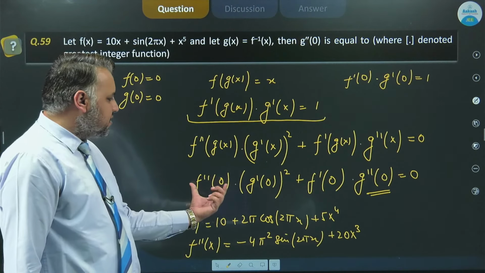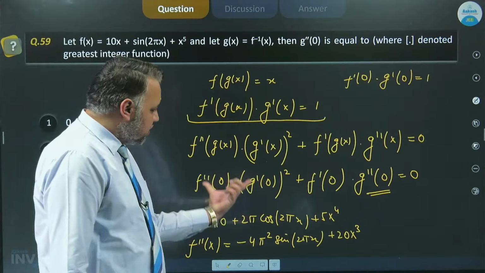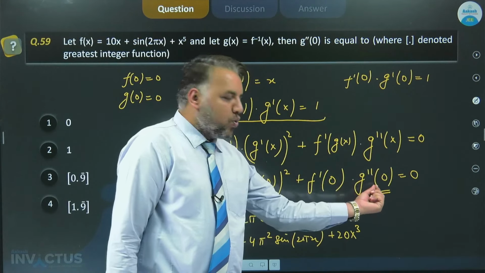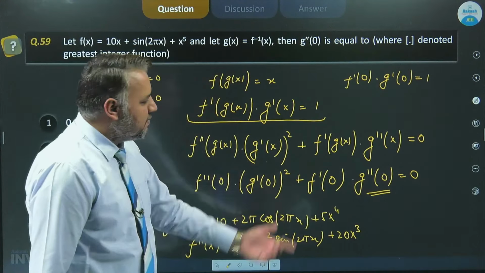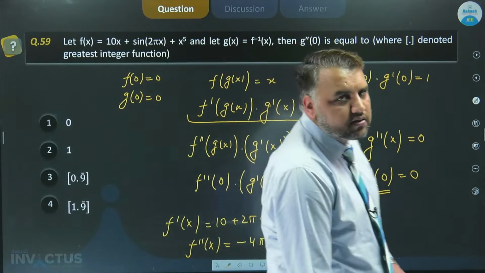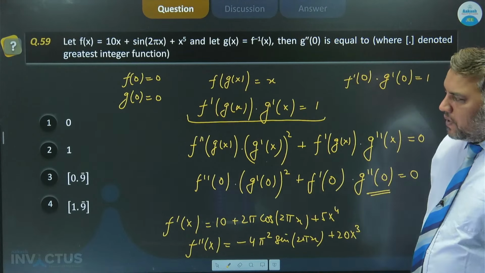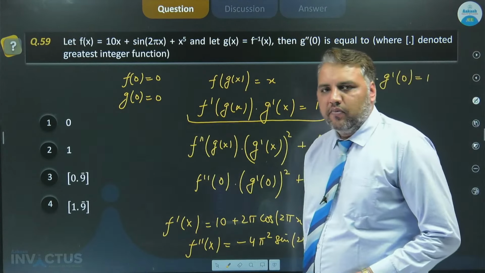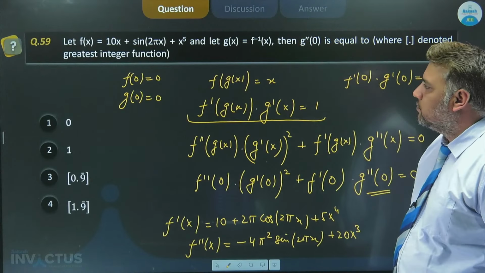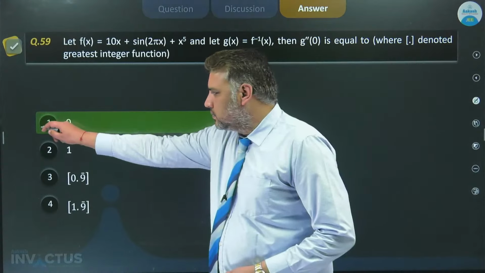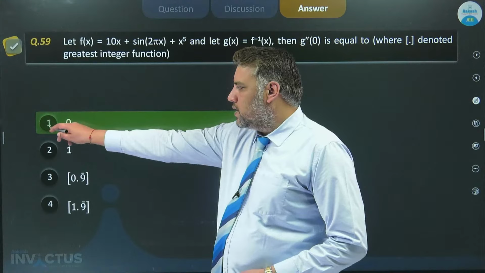So this quantity is 0, this is non-zero. So 0 plus something non-zero into the required term. So you can easily comment that g double dash 0 is 0. So the answer must be option 1, right? The value is 0. One is the correct answer.